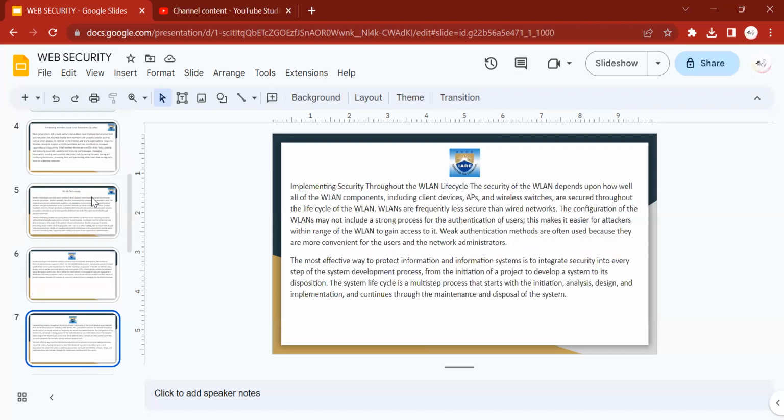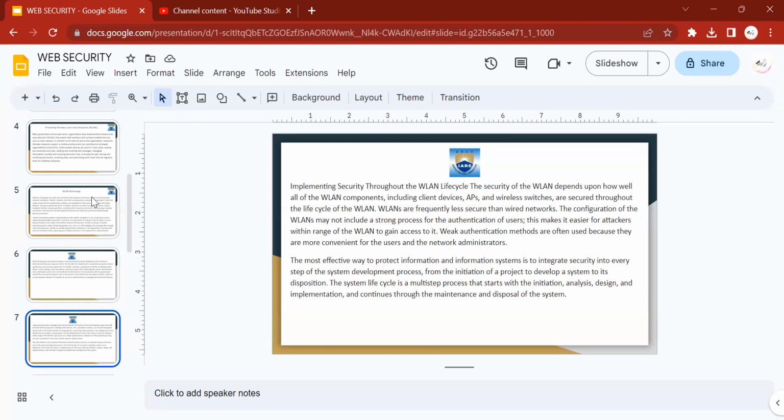Implementing security throughout the wireless local area network lifecycle. The security of a wireless local area network depends upon how well all of its components, including client devices, APs, and wireless switches, are secured throughout the lifecycle of the wireless local area network.